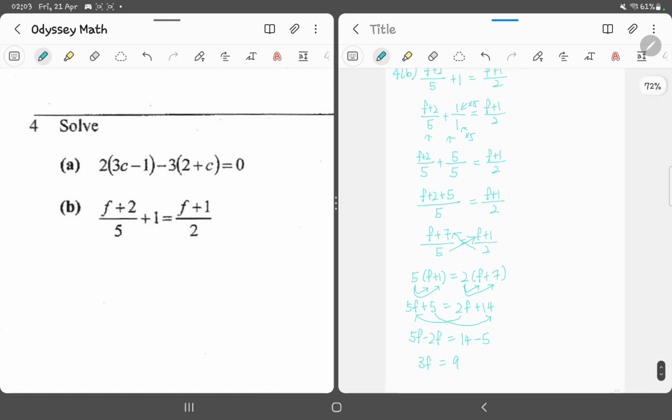Okay? So this is 3 times f, right? Then if I move the 3 over here, it becomes a divide. So 9 divided by 3. So f equals 9 divided by 3, which is actually 3. And we are done solving 4B, and we are done with question number 4.